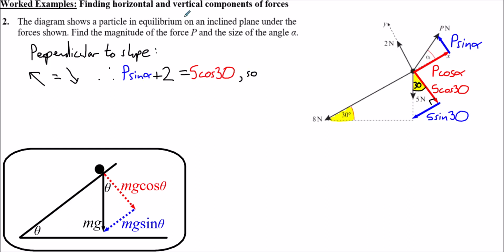So we can get P sine alpha. So P sine alpha equals 5 cosine 30 minus 2.